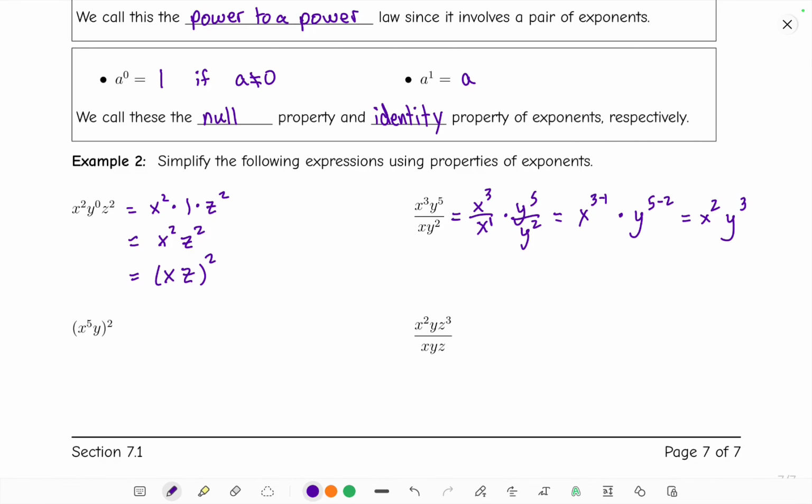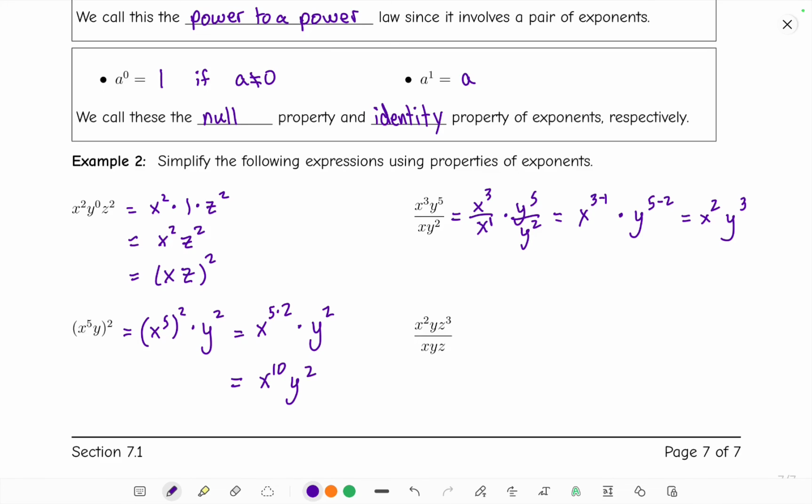Next, we have x to the 5th times y, all to the second power. Now, using our product to a power rule, this is x to the 5th to the second power times y to the second power. And then using our power to a power rule, this is x to the 5 times 2 times y to the second power, which is x to the 10th times y squared.